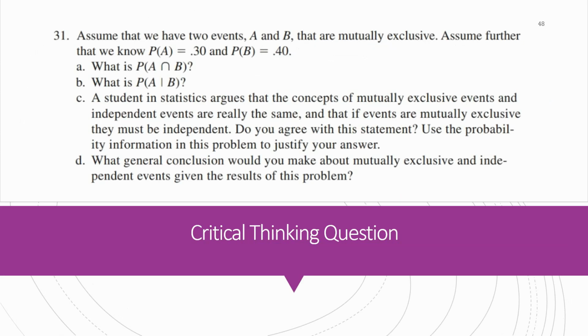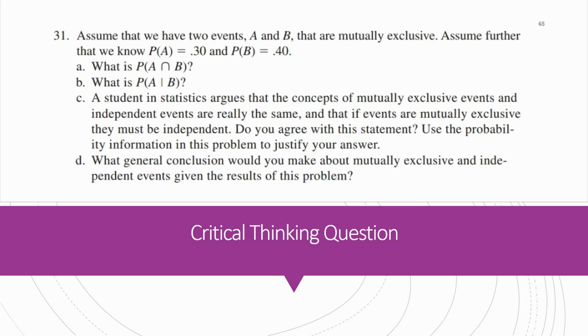Question C, a student in statistics argues that the concepts of mutually exclusive events and independent events are really the same thing, and that if events are mutually exclusive, they must be independent. Do you agree with the statement? Use the information to justify your answer. Okay, so let's think about it, right? Like if events are mutually exclusive, they can't happen together, right? They have to be independent. They're not related. So I think sometimes that's the thinking.